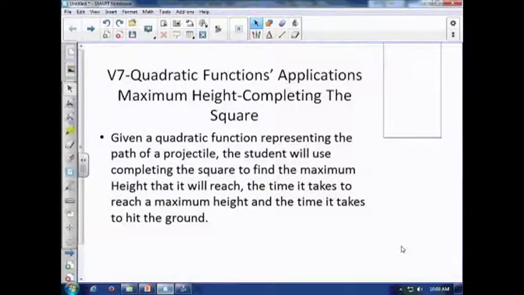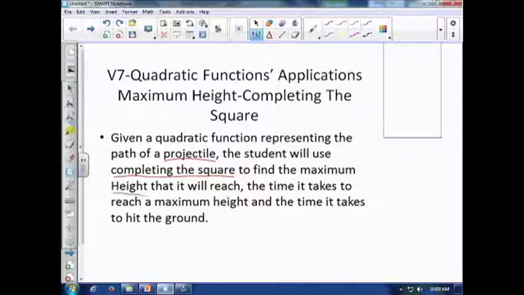Hello and welcome. This lecture deals with quadratic functions applications that are including maximum height. And this lecture is about completing the square. And later on in this lecture, we're going to look at using the formula to find maximums of a projectile. So the outcome is, given a quadratic function representing the path of a projectile, the student will use completing the square to find the maximum height that it will reach.